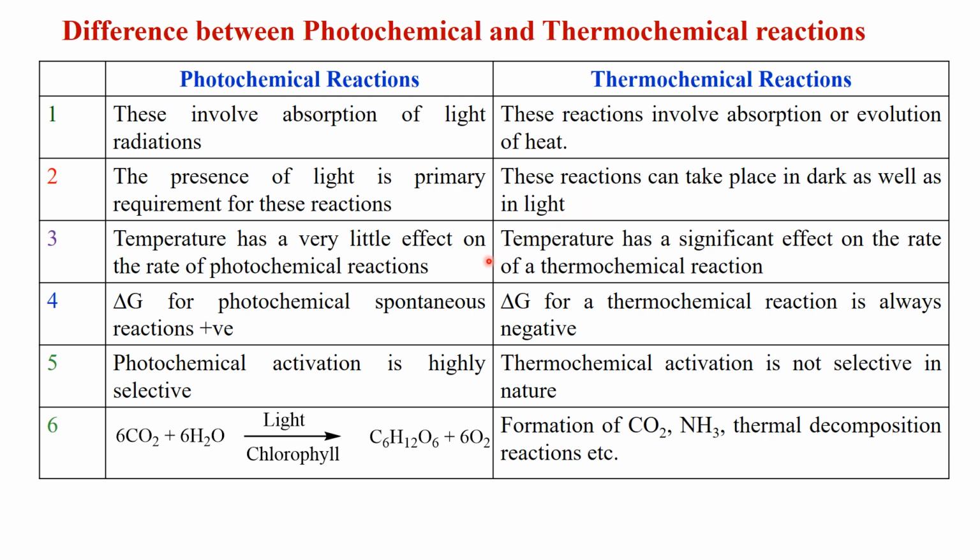Third, in photochemical reactions temperature does not have a lot of effect, while in thermal reactions temperature plays a significant role. Fourth is delta G, that is Gibbs free energy. For a photochemical reaction it is positive, while the Gibbs free energy for a thermochemical reaction is always negative for spontaneous reactions.